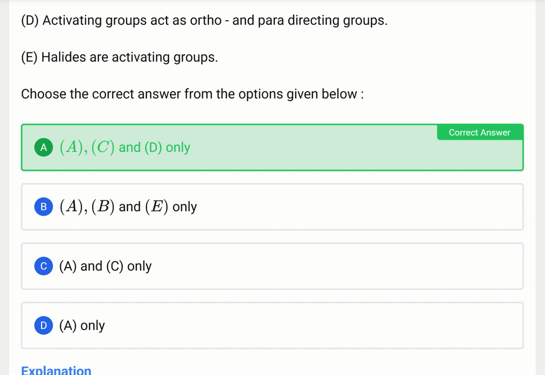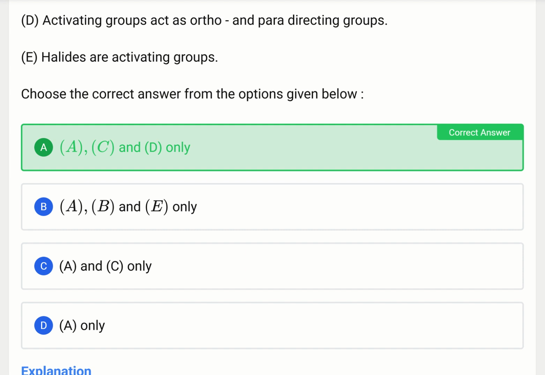If you don't know about the ortho and para directing, or you have a confusion about halides, whether they are activating or deactivating groups, no need to worry. Just check. A is present everywhere. Then we have got C and C. Means we need not check A, need not check C. So we need to check B, D and E.